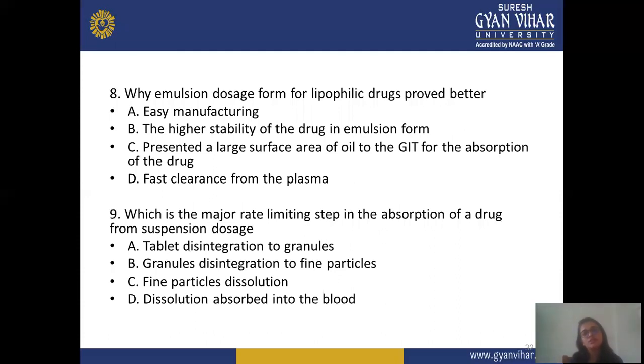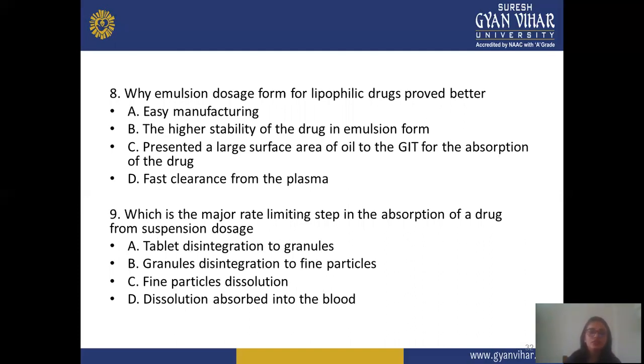The next question is why an emulsion dosage form for a lipophilic drug works better. Option A is easy manufacturing. Why are emulsions better for lipophilic drugs? Select from A, B, C, D: A is easy manufacturing, B is the highest stability of the drug in emulsion form, C is it provides a large surface area of oil to the GIT for absorption of the drug, and D is fast clearance from the plasma. Select which one is appropriate or correct for this eighth question.